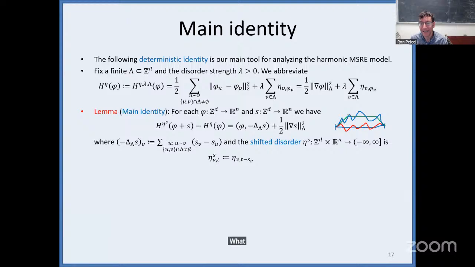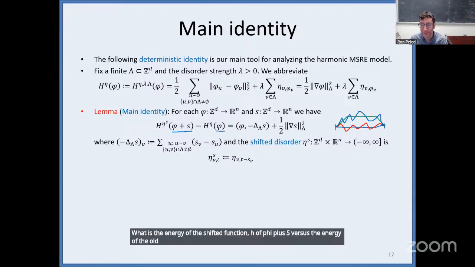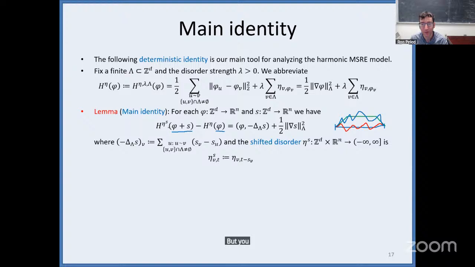What is the energy of the shifted function, H of phi plus s, versus the energy of the old function? But you measure the energy of phi plus s in a new disorder, in a shifted disorder. What is the difference of energies? We have an exact formula. Exact formula for this difference of energies.